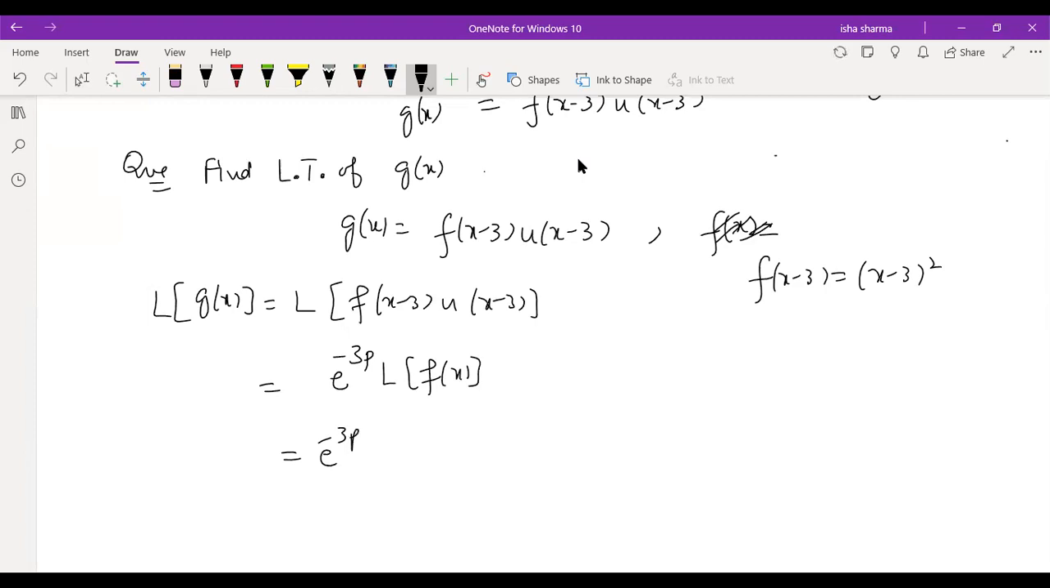So what is f(x) now? If this is f(x minus 3), then f(x) is x square. And what is the Laplace transform of f(x)? It is 2 by p cube. So 2 by p cube, so this is the answer.